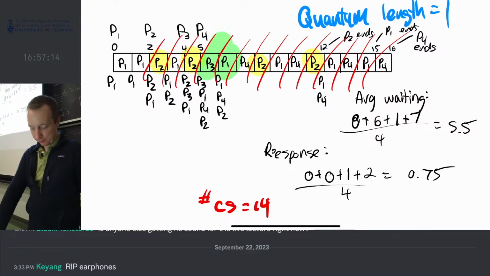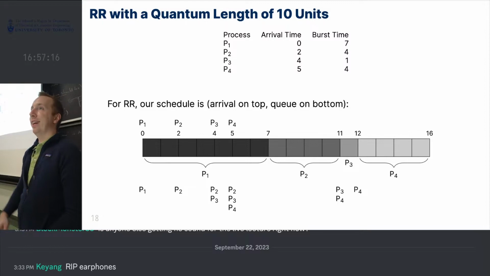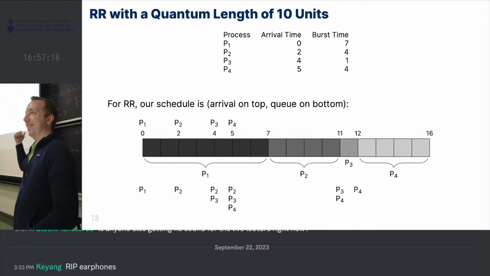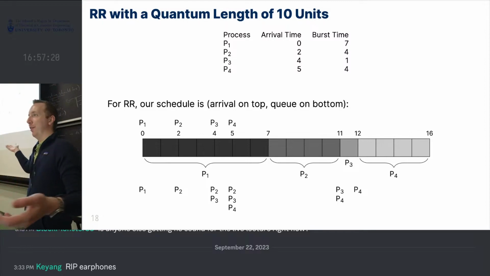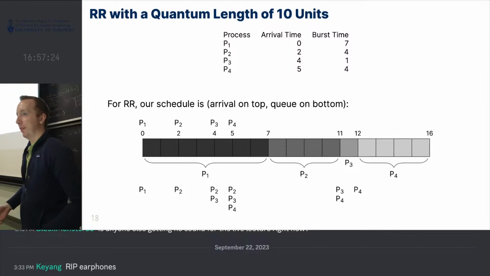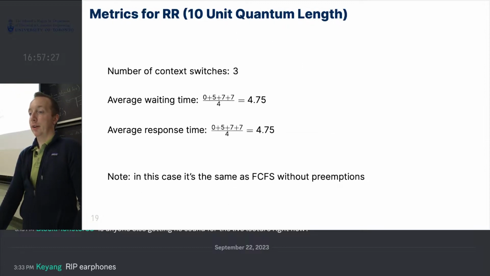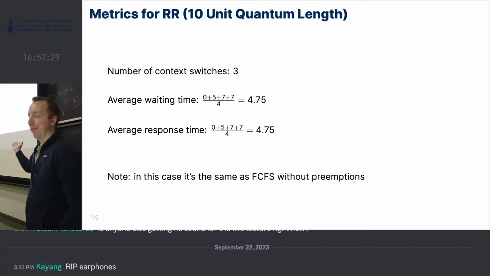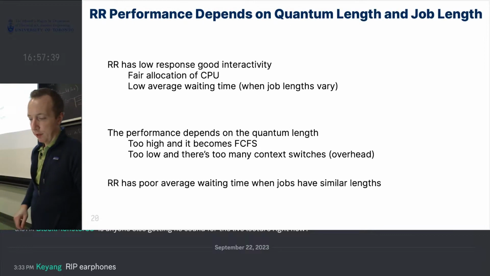So if you wanted to practice, hey, you can do it again, quantum length 10. Now it's first come, first serve, right? Because 10 is longer than the longest process, which is only 7. So you could go ahead, calculate it if you want. Only 3 context switches now. The waiting time happened to go down, but the average response time got real bad.